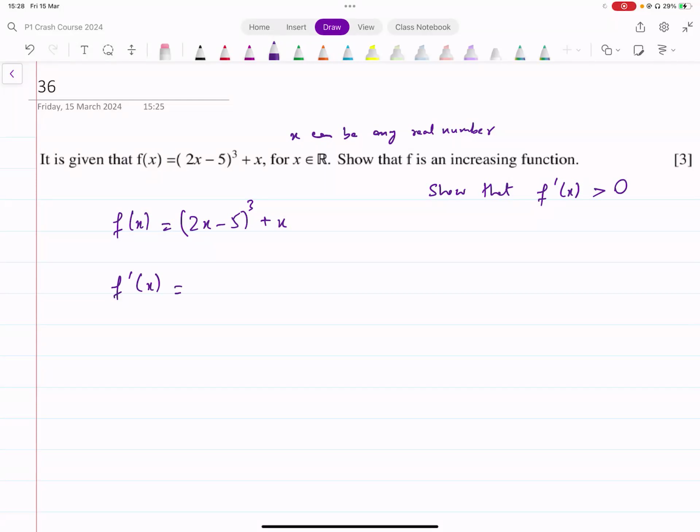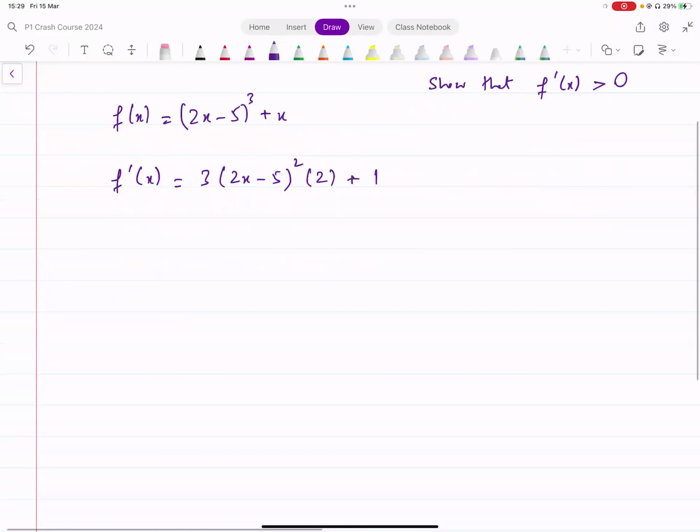Let's find the derivative first of all. (2x minus 5) whole raised to power 3. How do you differentiate it? You multiply by the power: 3 into (2x minus 5) whole raised to power 2. Multiply by the derivative of the part that's inside. 2x minus 5, the derivative of that is 2. Plus x. x has a derivative of 1. Now let's simplify this. This gives us 6 into (2x minus 5) whole squared plus 1. That's what the derivative turns out to be.